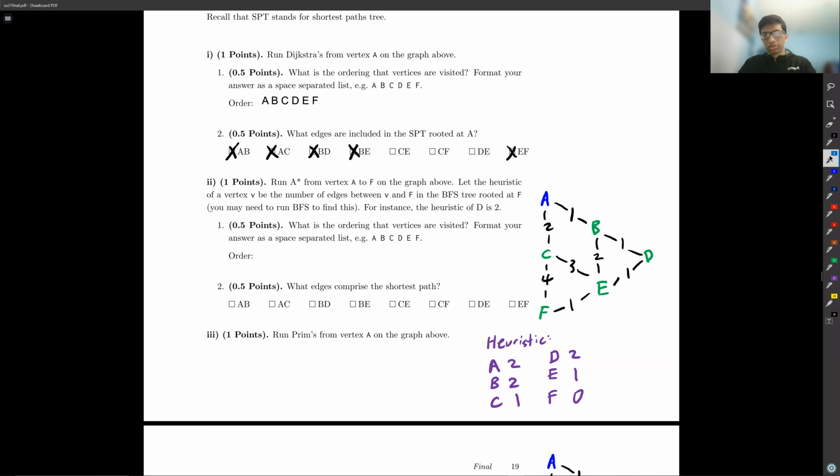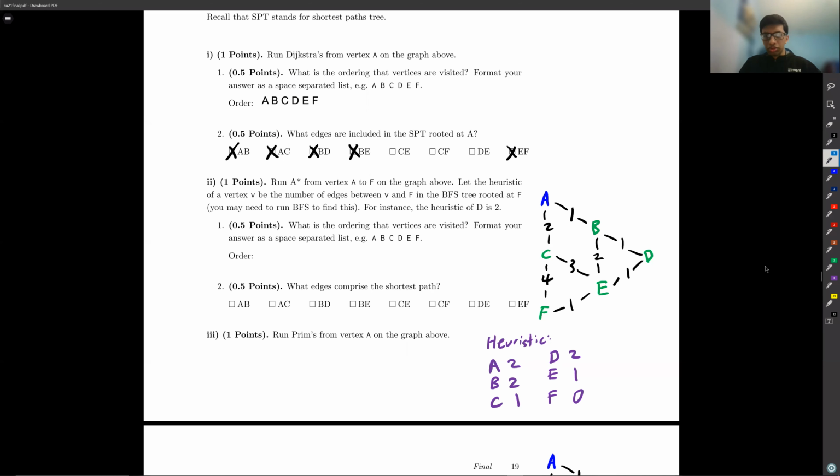So now we're going to be running A star. A star is very, very similar to Dijkstra's, but the difference is that now, instead of just having the distance from the start node A to the actual node itself, we're now going to be adding the heuristic to the edge weights that we were using previously as we go along. So now let's get started. We want to run A star from vertex A to F, which means that we're going to be stopping as soon as we visit F.